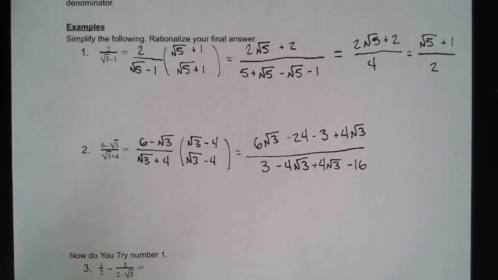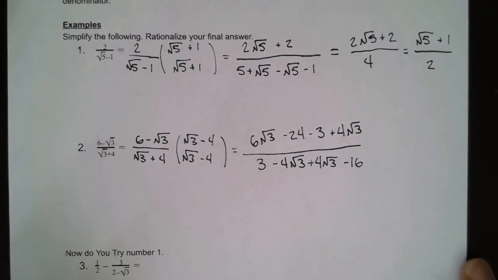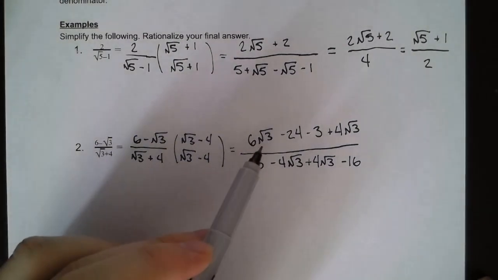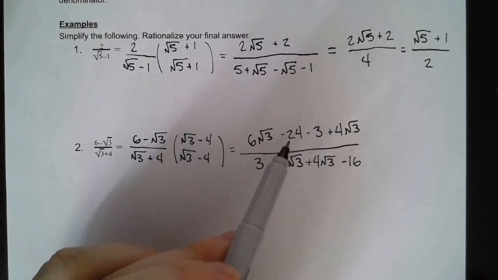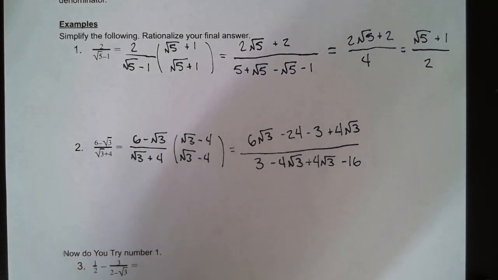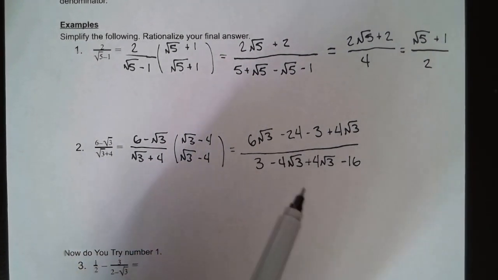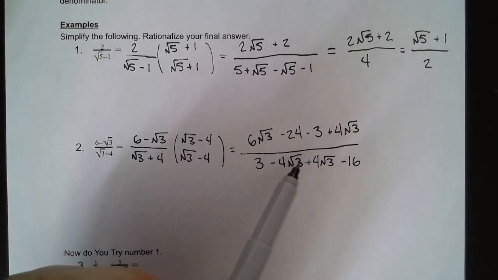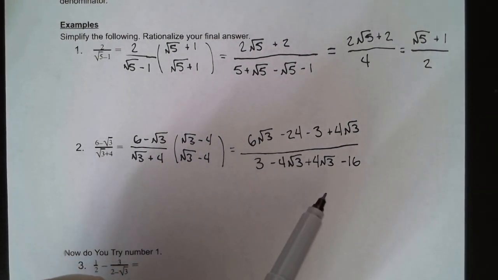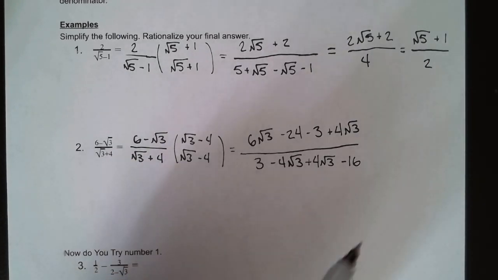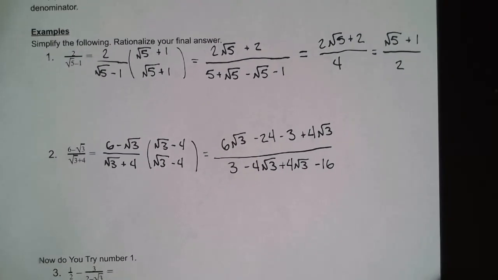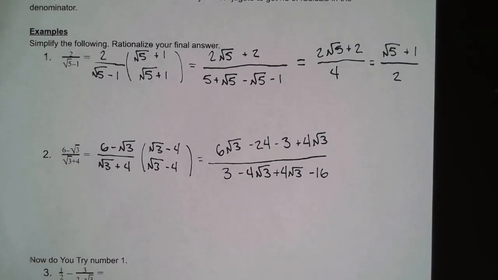So now we have some combining like terms that we can do here in the numerator. We have root 3, we can combine those, and negative 24 minus 3, we can combine those. In the denominator, the middle term cancels, which is good. We don't want a radical in the denominator. And we also have 3 minus 16. So I'm going to combine all of those now.